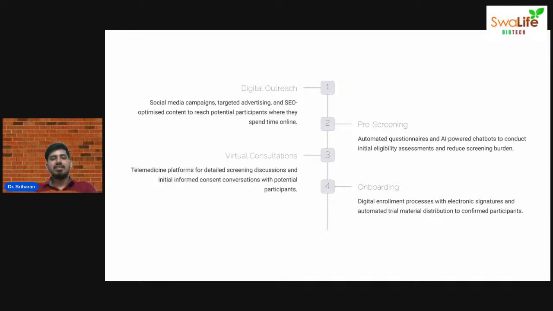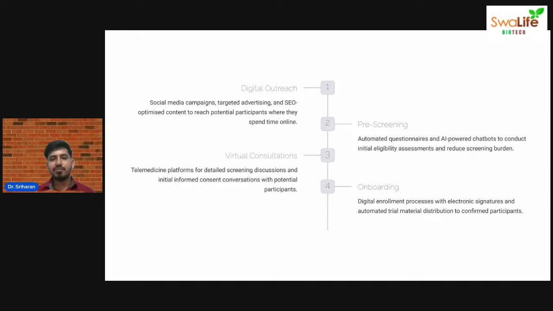Here is the strategy. Here we are running a DCT trial, so we are using digital outreach. Digital outreach is nothing but a digital platform, which is online. We are giving advertisements online, like Facebook ads, YouTube, Reels, etc. Using the digital platform, we give the advertisement. After that, the patient may be selected or may fill in the form.